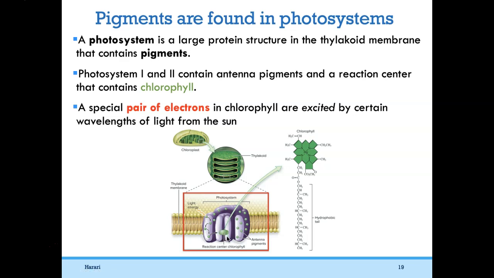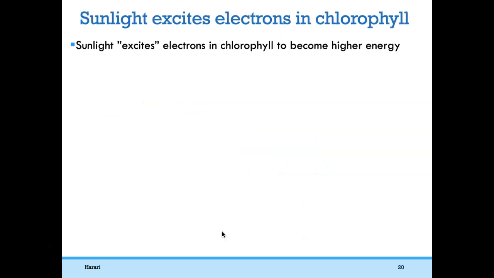We have special electrons in the reaction center chlorophyll within a photosystem that get excited. The electrons get excited, and all that means is that low energy electrons are energized to a higher energy level. Right? So the sunlight excites electrons in chlorophyll to become higher energy. High energy means low stability. So high energy electrons are not very useful to us because they're very unstable. And we don't like instability, right?